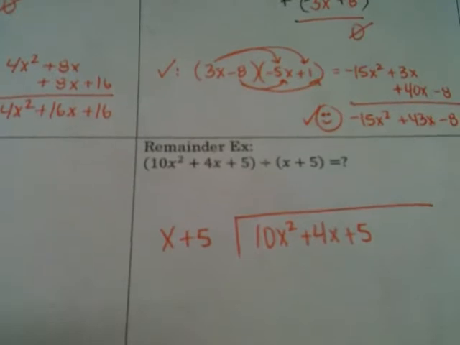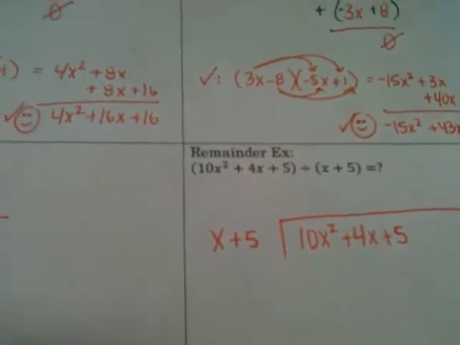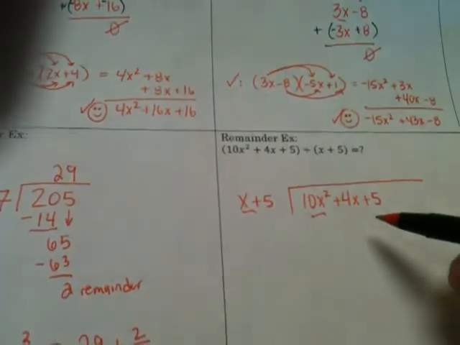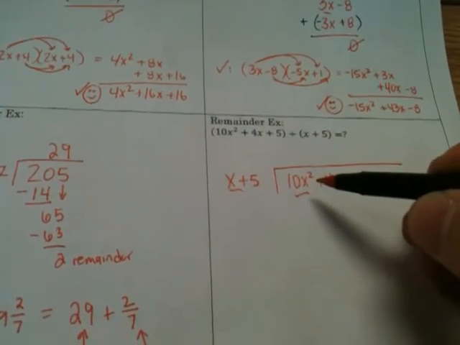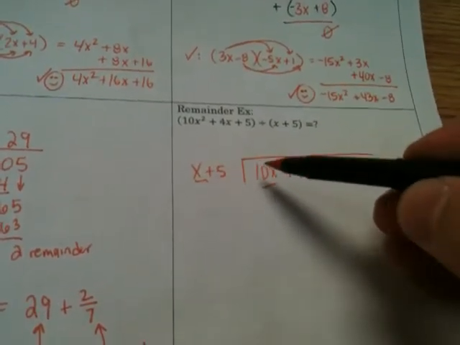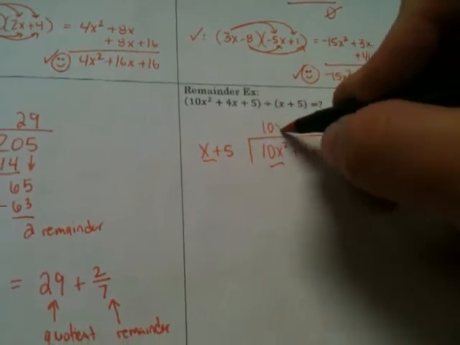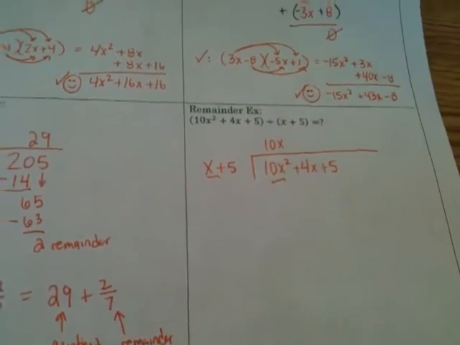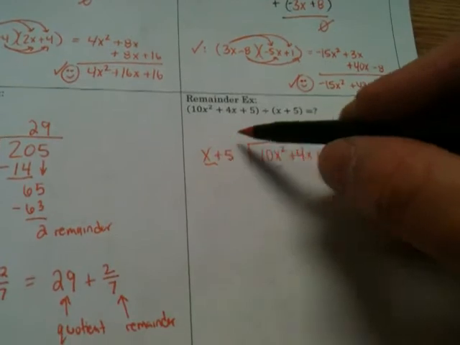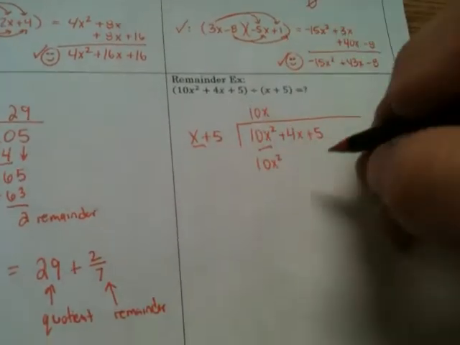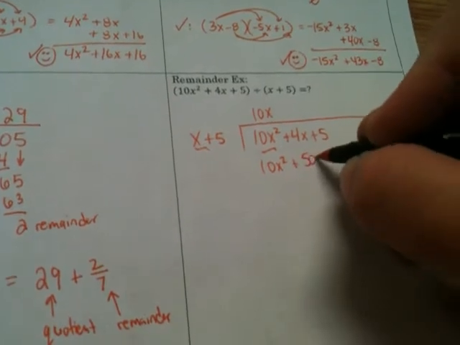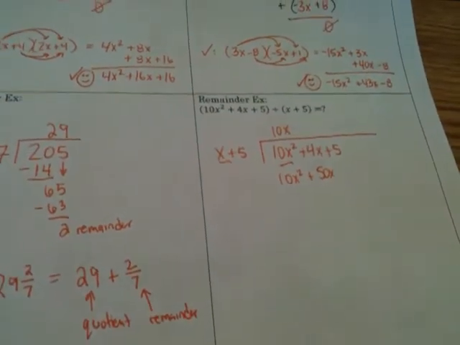Okay, same process. 10x squared plus 4x plus 5 divided by x plus 5. Nothing changes. We still want to look at the first term and the first term. Sorry, my video went out for a second. All right, so x and 10x squared. And we ask ourselves, what do we multiply x by to get 10x squared? Hopefully you're saying 10x in your head, which is right. So we distribute: 10x times x gives me 10x squared. 10x times 5 gives me 50x.